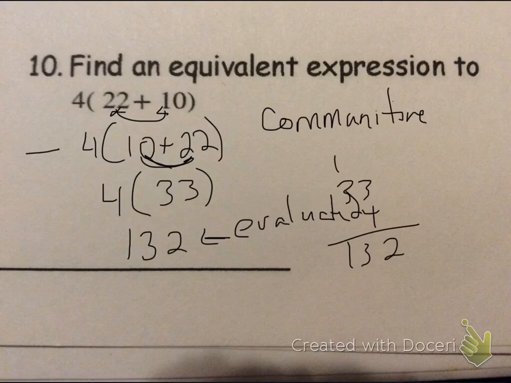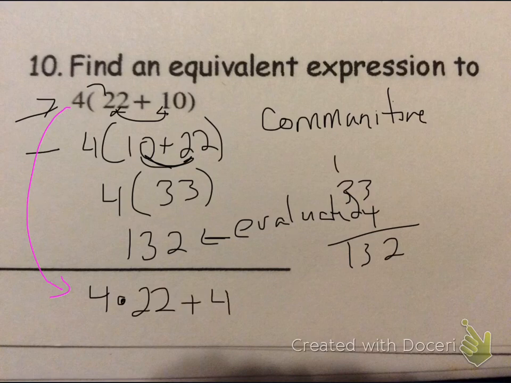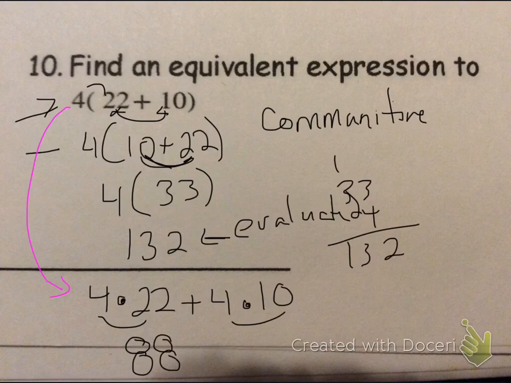We could look at it as distributive. Let's go back up here. If we take this equation and pull it back down, the distributive property tells us that we could take 4 times 22 plus 4 times 10. So that is also an equivalent expression. And of course we could actually put these together. 4 times 22 is 88. And then 4 times 10 is 40. So that is also, what did I do wrong? Oh, 4 times 22 is not 88. No, it is 88.